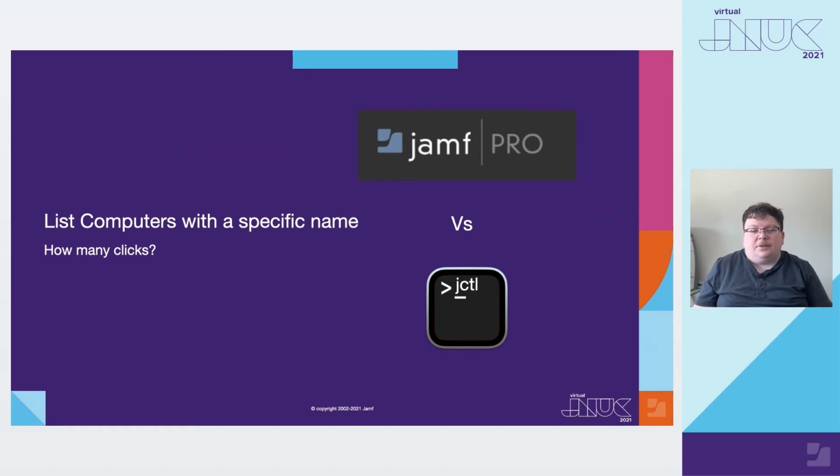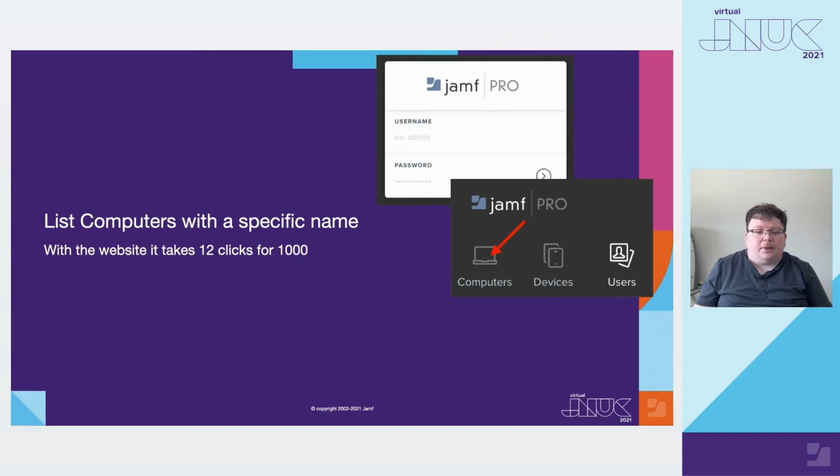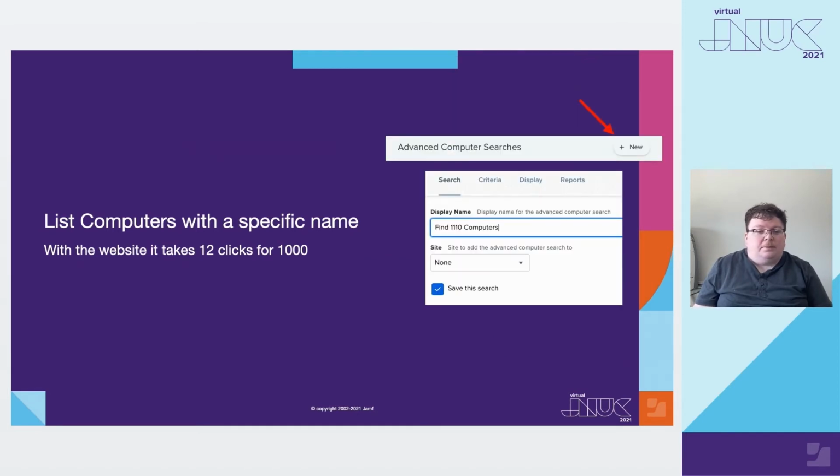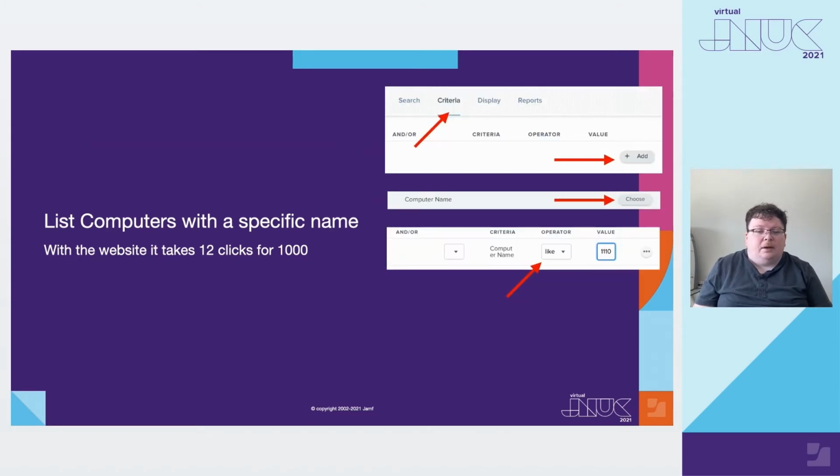How about if we want to list a specific name with Jamf Pro? How many clicks do you think that would take? Well, we'd have to go into Jamf Pro, log in, click computers, make an advanced computer search, type in the name for 1110 that we're going to look for, save the search, and then add the criteria, go to criteria, add the computer name, and then click like and add the 1110.